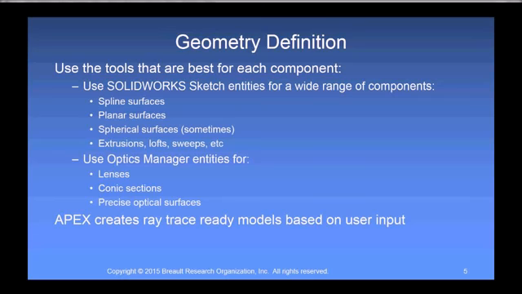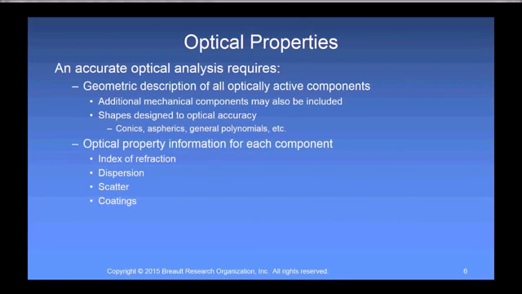And then once you've defined all of your geometry, Apex will create the ray trace ready models based upon all of your input. You don't have to send it to any other program. Once you've defined the basic geometry, you do need to turn it into an optical component. And you need to make sure that you have described all of the optically active components.